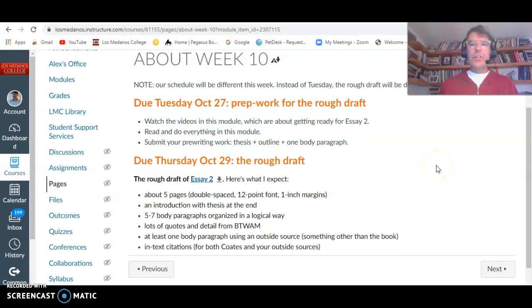So our schedule for week 10 is different. So instead of homework Tuesday and then the module Thursday, we have it reversed. You are going to do the module by Tuesday, and then the only thing due Thursday is the rough draft. So everything in week 10 is designed to help you with the rough draft, which is our big assignment.